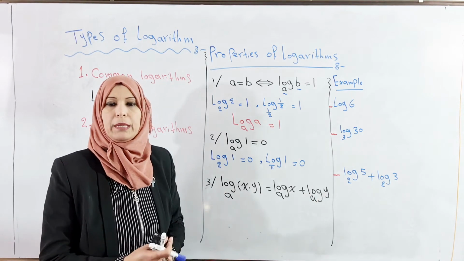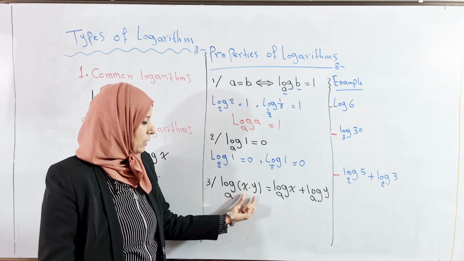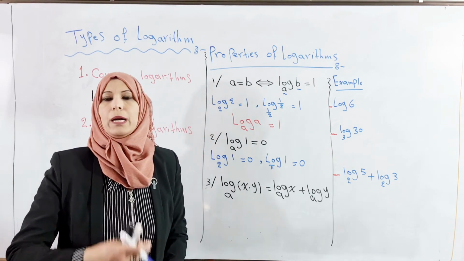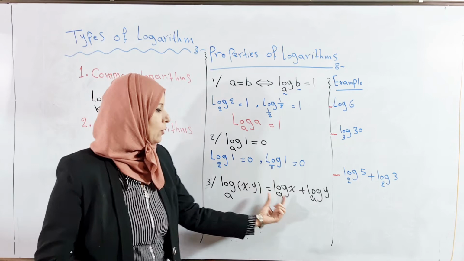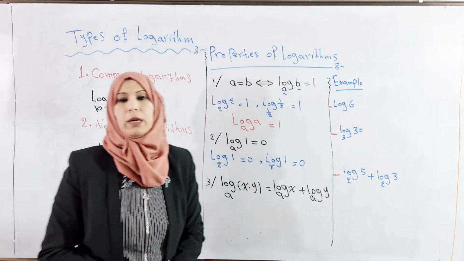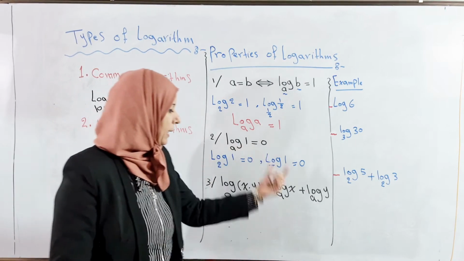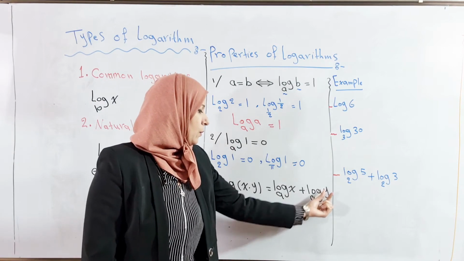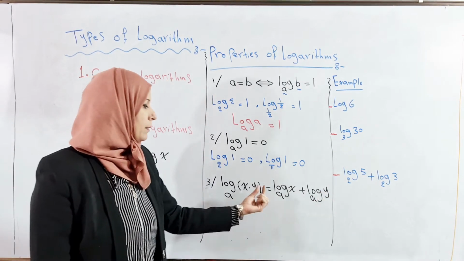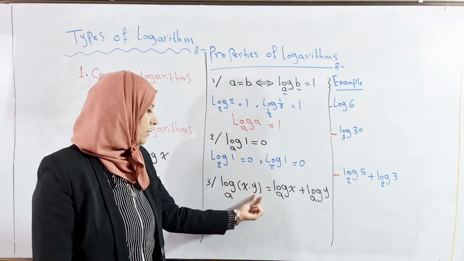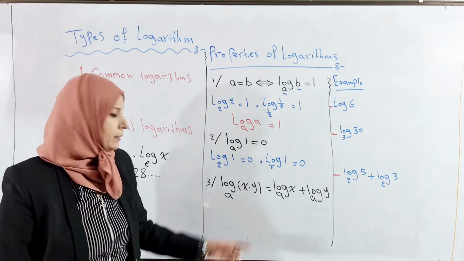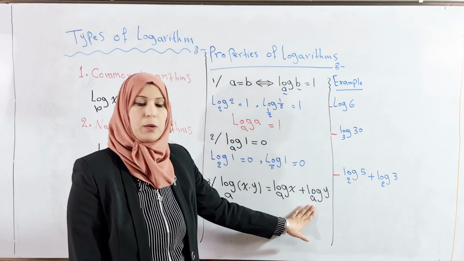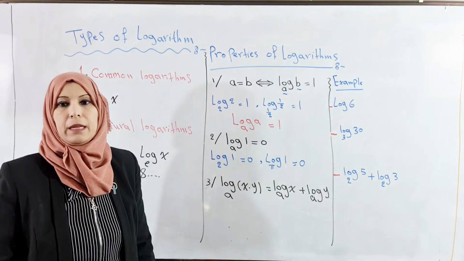يعني أجمعهم، عندي ضرب بين الأعداد داخل الأرجومنت، بإمكاني أحول هذا الضرب إلى حاصل جمع لوغاريتمين، واحد للإكس والثاني للواي. طبعا والعكس صحيح، if we have logarithm x for base a plus logarithm y for base a, we can write it by logarithm x multiplied by y for base a. يعني نقدر نرجعها بهذه الوضعية، والعكس صحيح.